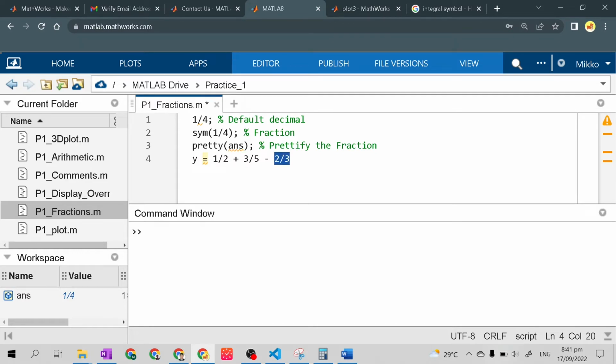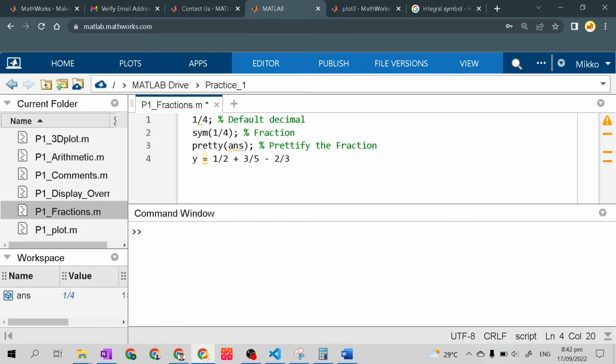MATLAB will not do such a thing as make this 1/2 plus 3, then over 5. No, because of the rule of arithmetic that division will come first and a fraction is like a division. Therefore, MATLAB understood that these are fractions. If I run this, the answer will be decimal because it is the default answer in MATLAB.